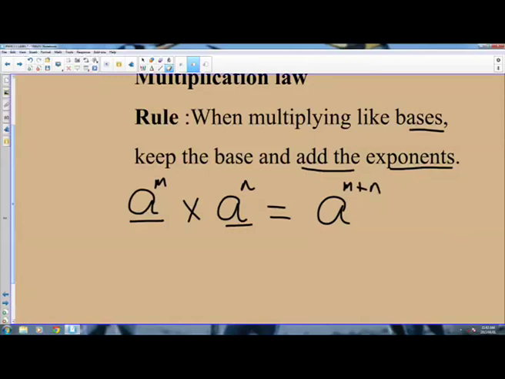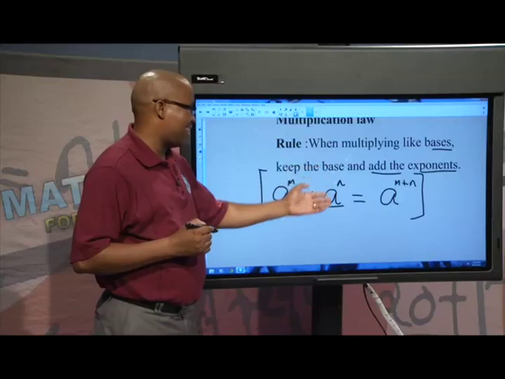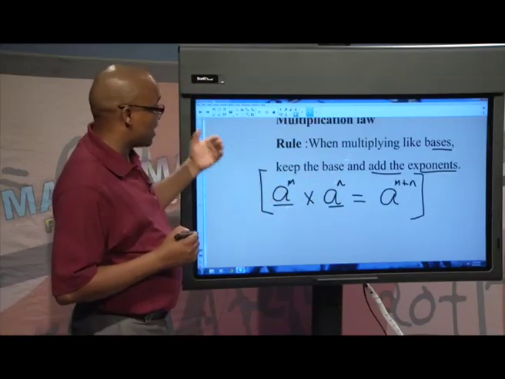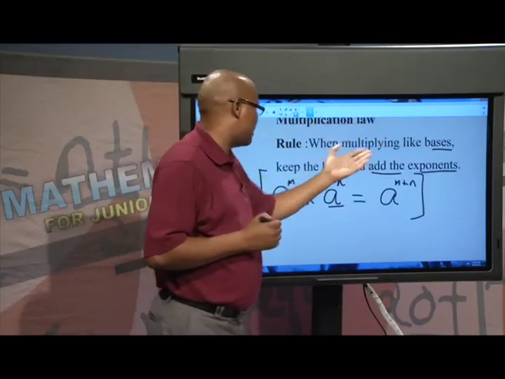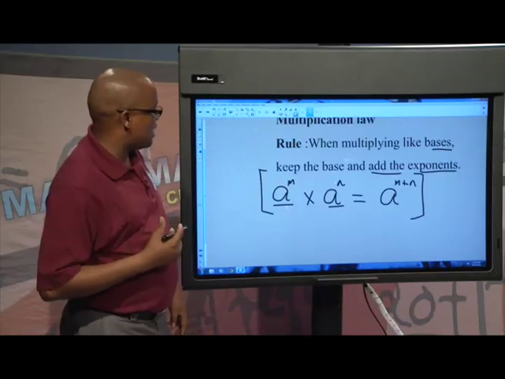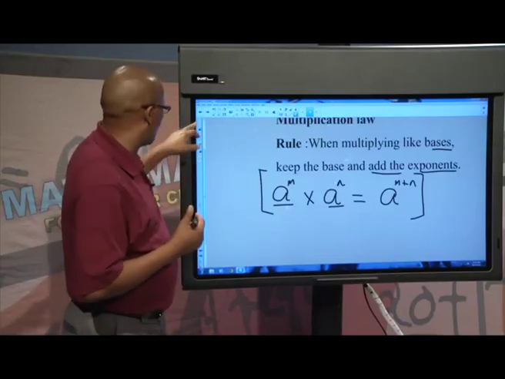So this will be a to the power m plus n. This is what the law says. It says when multiplying like bases, you keep the base and then add the exponents. So this is the law. Usually this is how the multiplication law of indices is written. It's a to the power m times a to the power n, giving you a to the power m plus n. And this is simply because we are saying when multiplying like bases, keep the base and add the exponents. This is the first law of indices, and we refer to it as the multiplication law.